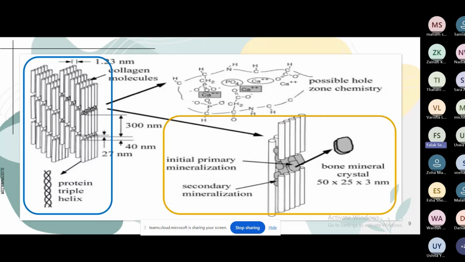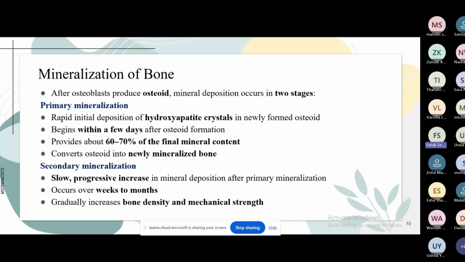As we have talked about mineralization, it's very important that you should know that there are two types of mineralization, the primary mineralization and the secondary mineralization. After the osteoblast produces osteoid, minerals start depositing in two stages. In the primary, there is rapid initial deposition of hydroxyapatite crystals in the newly formed osteoid. It begins within a few days after the osteoid formation, and it's responsible for the provision of 60 to 70% of the final mineral content. It converts osteoid into newly mineralized bone.